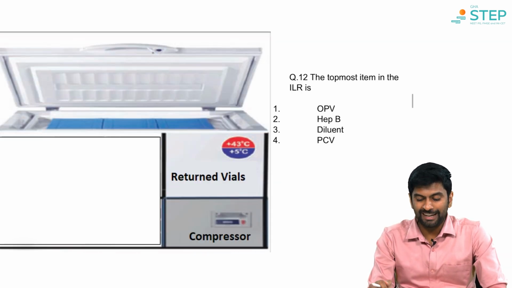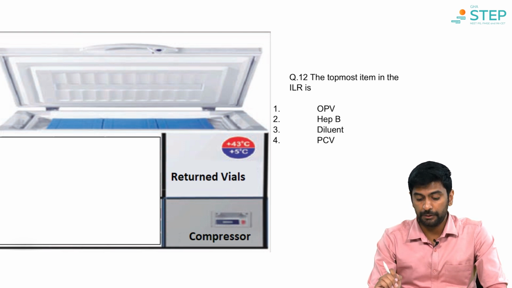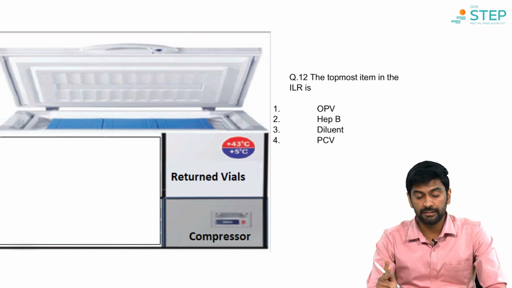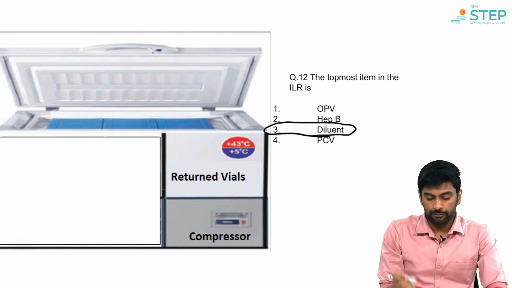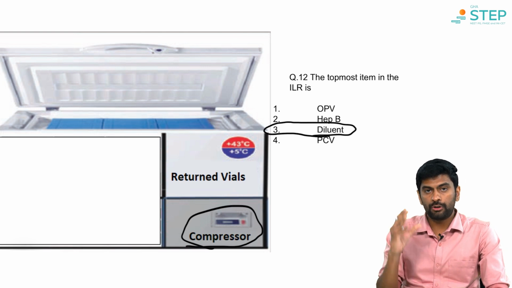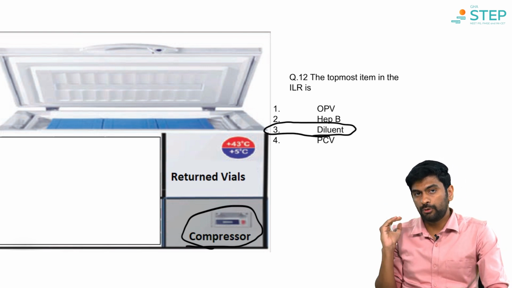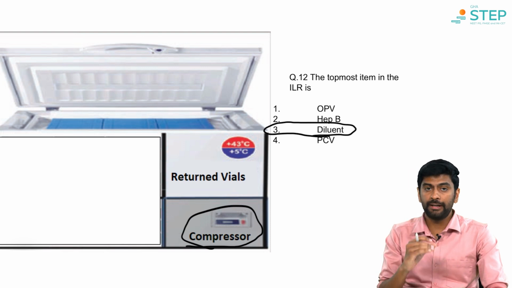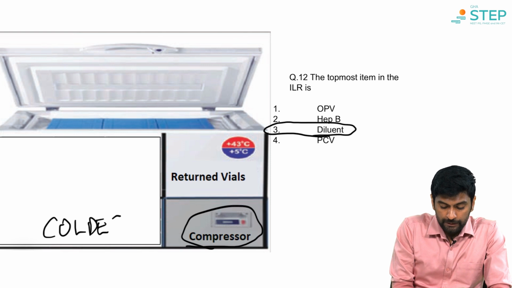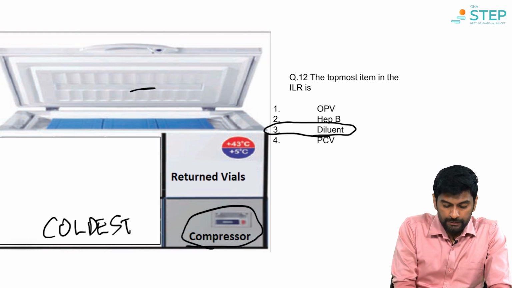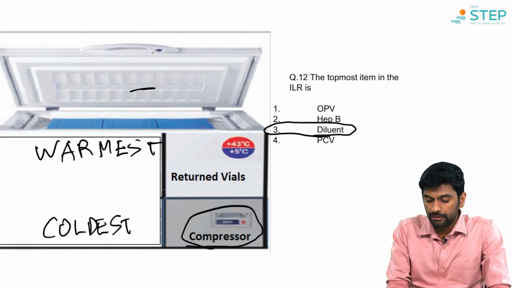Next, the topmost item in the ice-lined refrigerator is what? One is OPV, second is hepatitis B, third is a diluent, fourth is a PCV. So we usually put the diluent farthest away from the compressor. So the compressor is where the cold nature of the ILR starts. So the lowest portion of an ILR where the compressor lies is the coldest portion of the ILR. So this would be the coldest, and it's furthest away from the lid here, and then this would be the warmest area of the ILR. So, the diluent would be the correct answer.